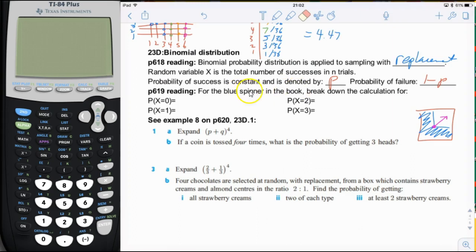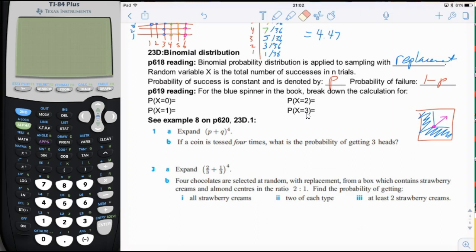Okay, here we refer to the spinner on page 619. For those of you who don't happen to be looking at the book, this is what the spinner looks like. It's got 3/4 of the area that is blue, 1/4 of the area is white. What's the probability that the spinner is going to land in blue? 3/4. What's the probability that the spinner is going to land in white? 1/4.